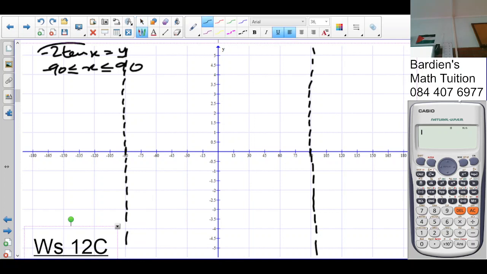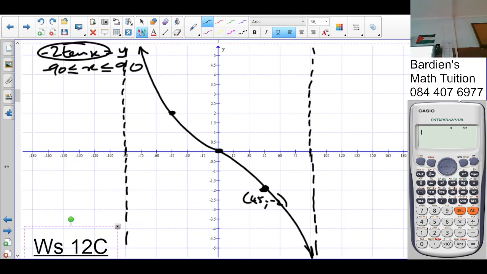Now the negative tan graph will reflect the graph in the x-axis. So 0 and 0 remain 0 and 0. 45 will now become minus 2. That point I put in, 45 and minus 2. The graph is going to come close, doesn't touch, goes through there. The negative 45 will now go through 2. And there's that graph. Okay?